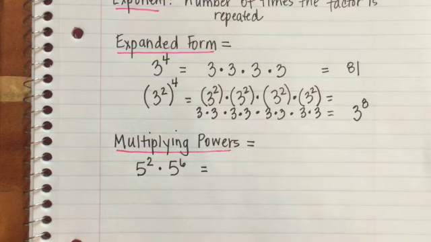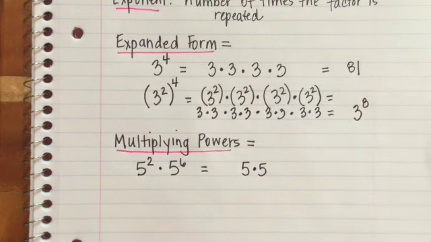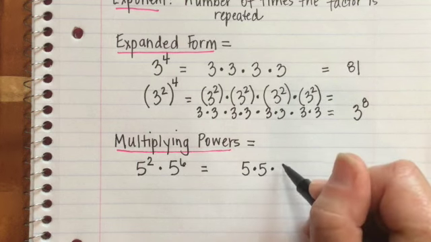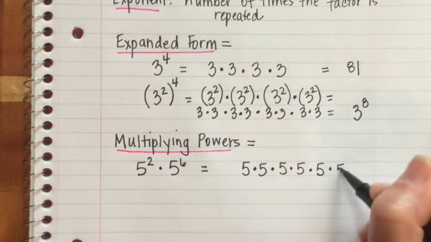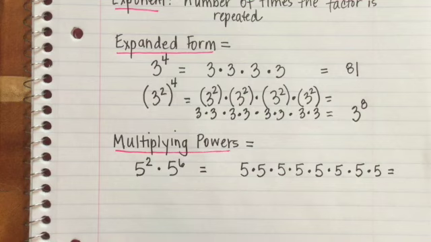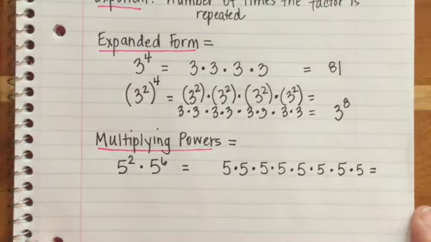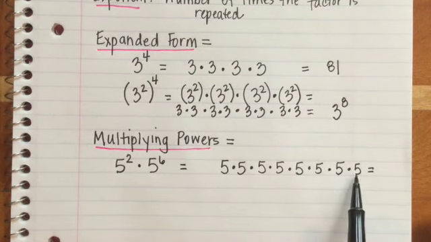Now, if I wrote that out in expanded form, this 5 squared means I have 5 times 5, got 2 of them. And then 5 to the 6th power says I have 6 more of those 5's that I'm multiplying. So I'm going to multiply 6 more. 1, 2, 3, 4, 5, 6. And I'm just using expanded form to show you what the rule is for multiplying powers. So how many do I have? I've got 1, 2, 3, 4, 5, 6, 7, 8 of them.